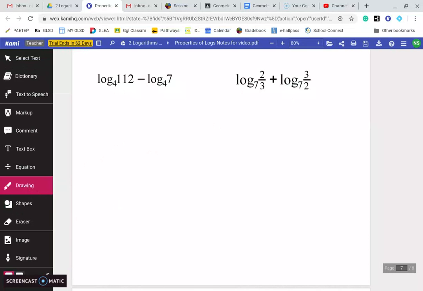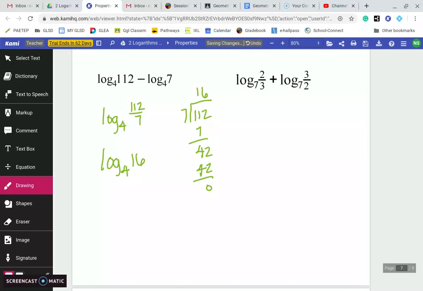So this would be log base 4 of 112 divided by 7. And again, that wonderful long division comes out. So 7 into 112. 7 goes into 11 once. 7 goes into 42 6 times. Beautiful long division tells me that that's 16. So what exponent does 4 need to equal 16? Well, it needs a 2. So again, that answer is 2.